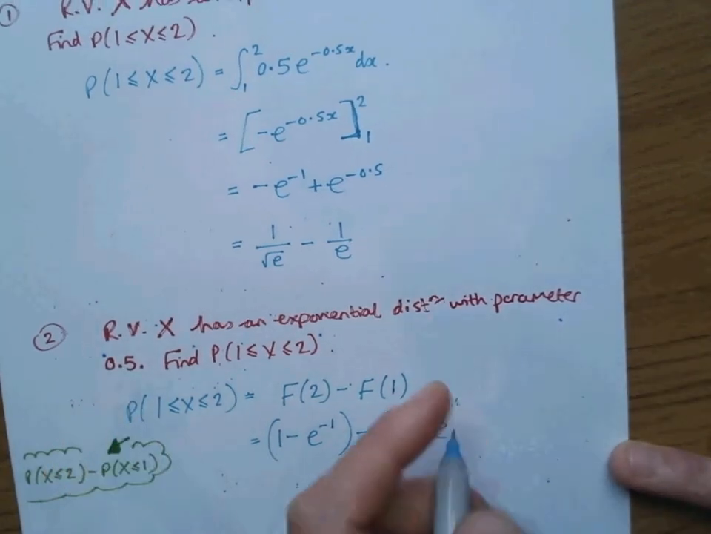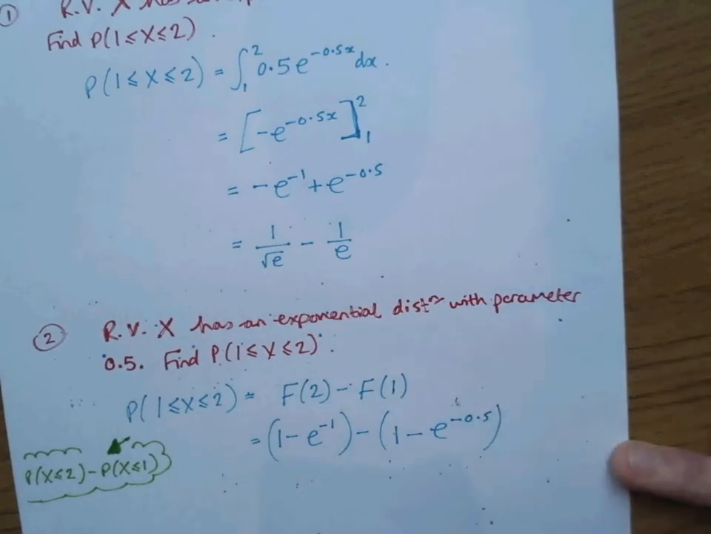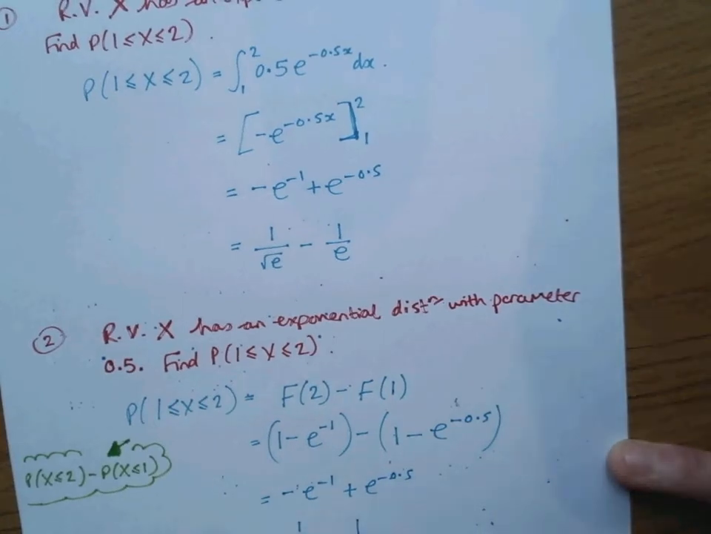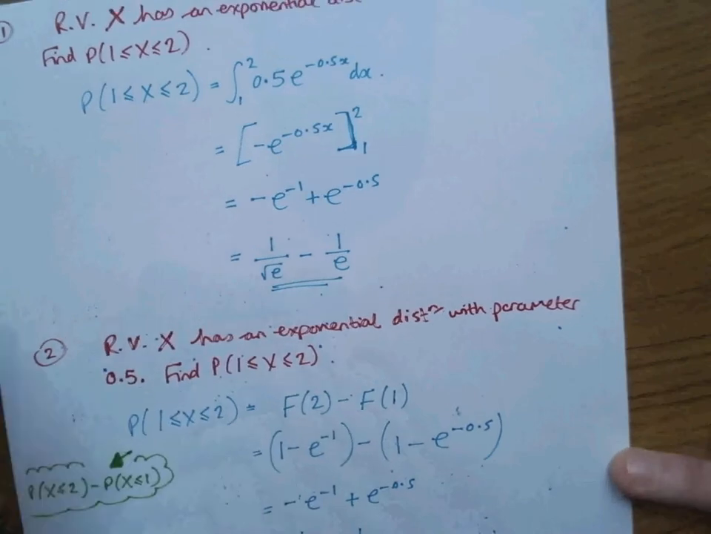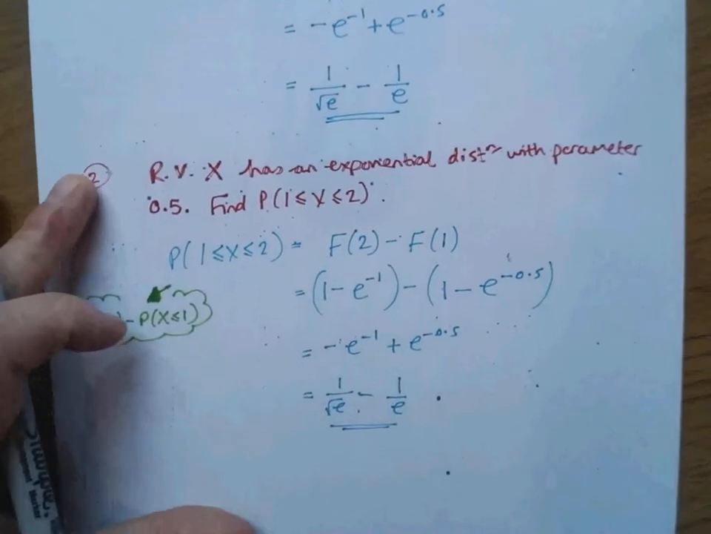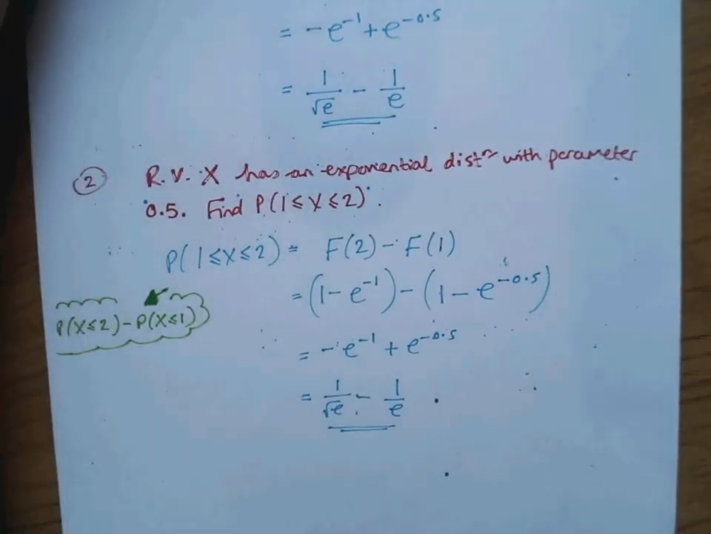So that's F of 2 minus F of 1, which is going to be 1 minus e to the negative lambda, so negative 0.5 times x, which is 1, so that's going to be negative 0.5. And we're pretty much back at the same point that we were at, because the 1's will cancel, and we get this as we had before. Okay, just like we had last time. So that's quite nice.